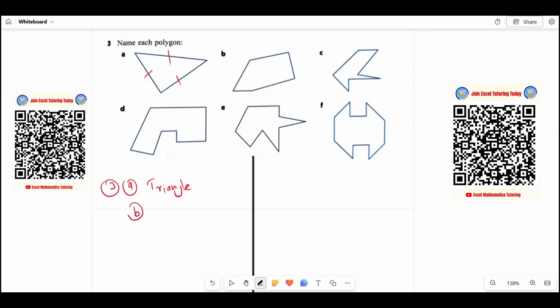And B, so how many sides? According to the number of sides we name the polygon. So how many sides for this polygon? 1, 2, 3, 4, 5. So five sides, we usually name it a pentagon. And C, how many sides for this polygon? 1, 2, 3, 4, 5, 6, 7. So 7 we name it heptagon.